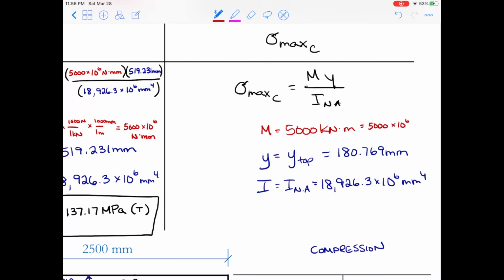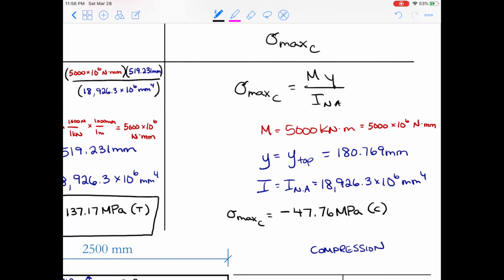Let's repeat the same calculations for compression. So I make the same conversion for M. I have a different value for y, and then I have the same value for the moment of inertia. So plugging those in, I get that our maximum bending stress in compression is going to be 47.76 megapascals. This is in compression, so I'm just going to indicate that with a C.